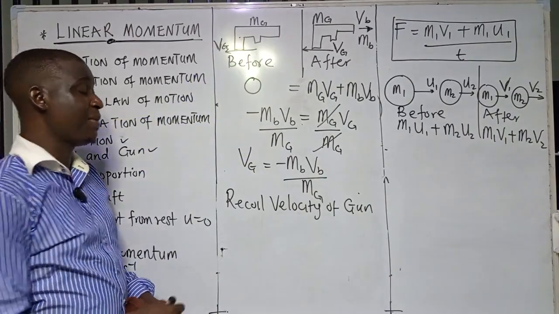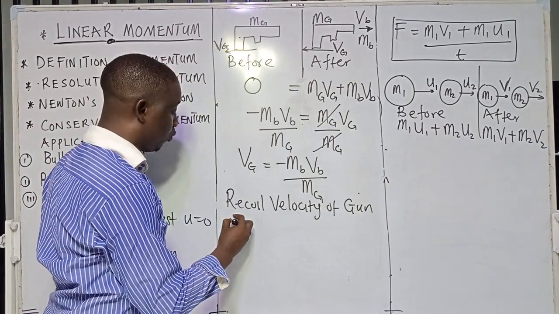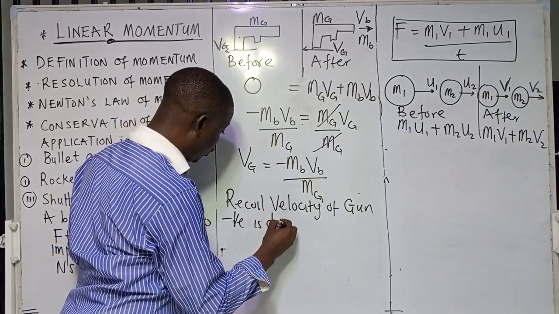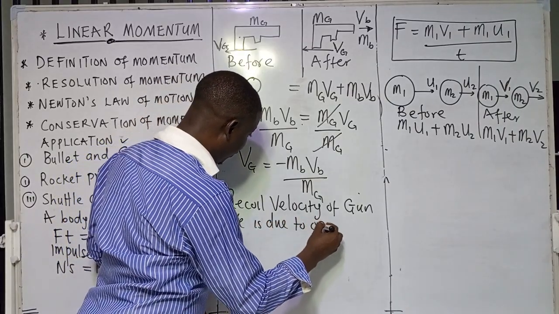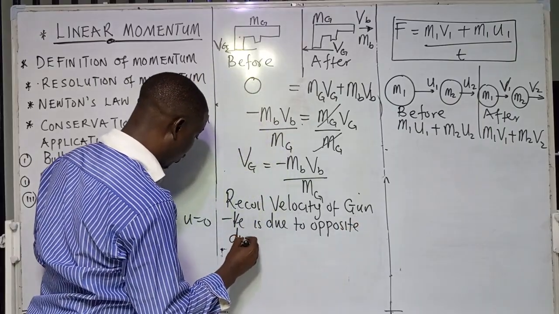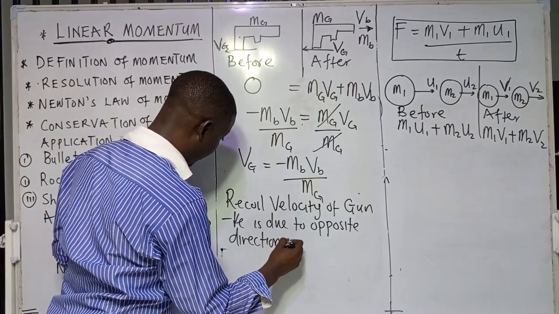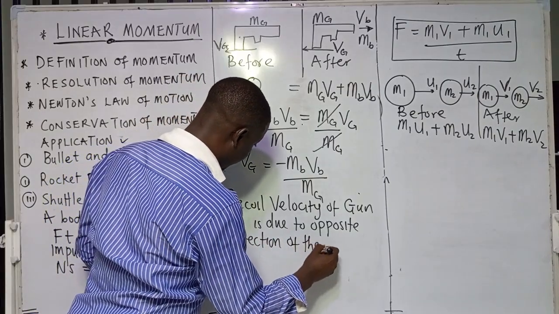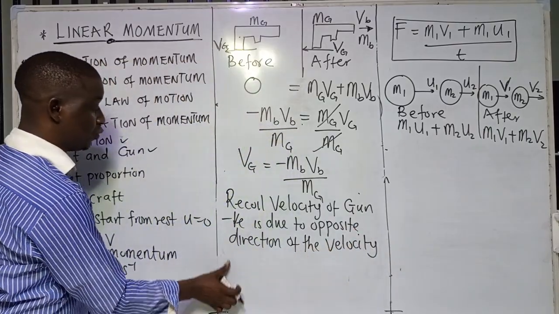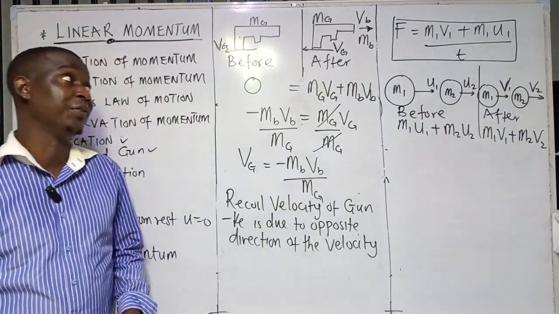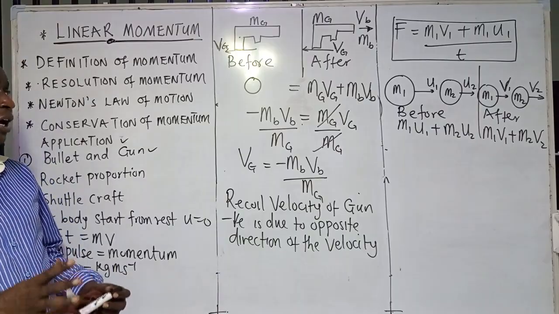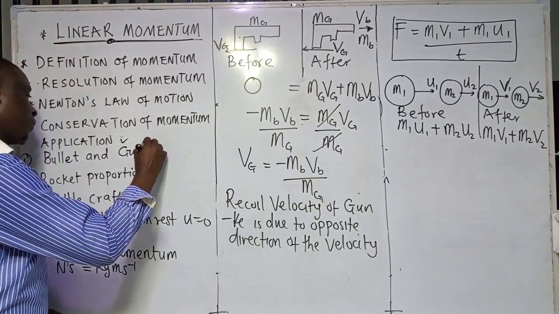So why a minus sign? The negative sign is due to the opposite direction of the velocity. So please take note of that. Very important, you know that. Opposite direction of the velocity. That is why the minus is indicated. Now we are done with this one.